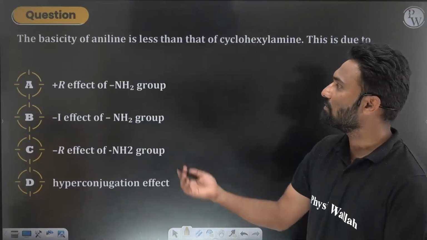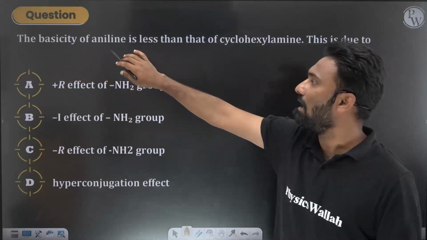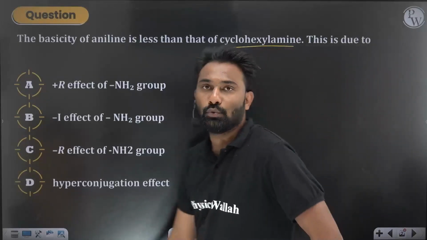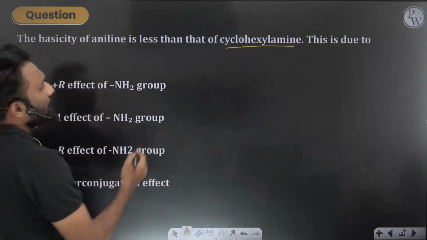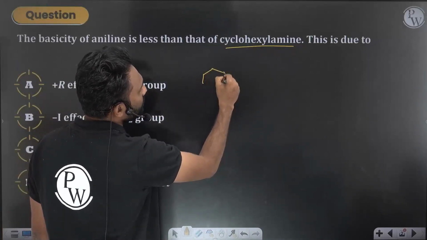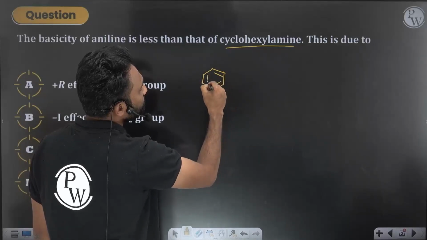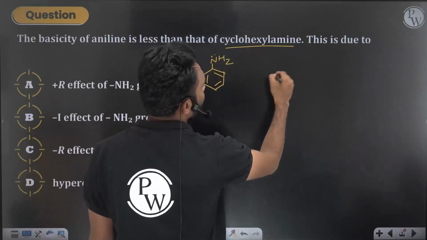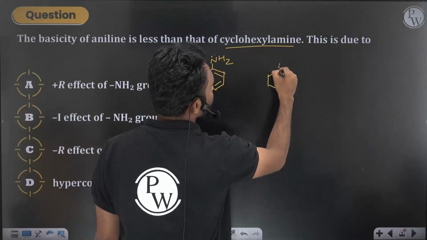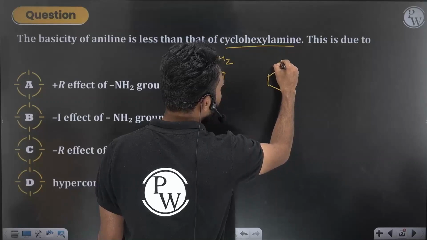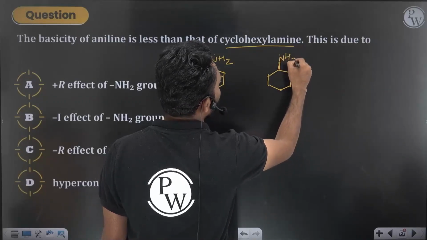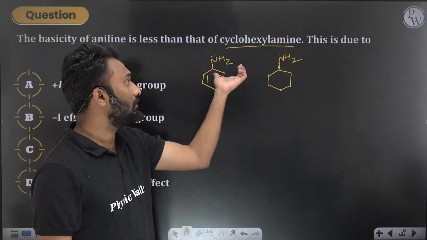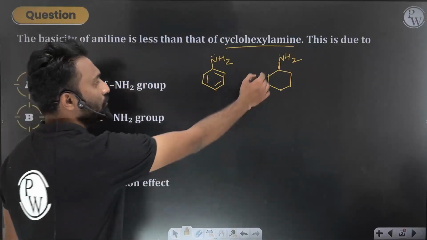Now, first question. The first question is: the basicity of aniline is less than that of cyclohexylamine. This is due to... basicity questions are often asked. Here, this is the aniline. Now cyclohexylamine, this is the cyclohexylamine. Now this is the aniline, this is the cyclohexylamine. What is being asked is that the basicity of aniline is less compared to cyclohexylamine.